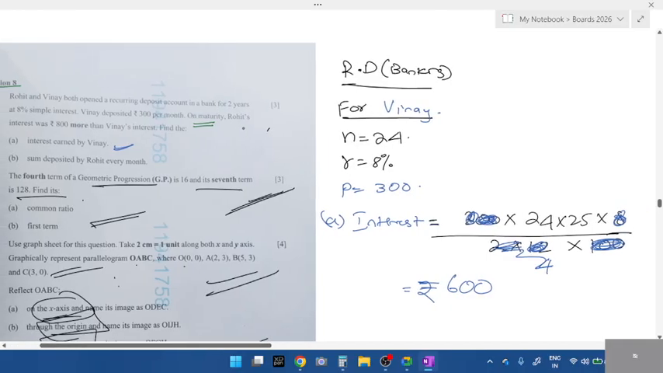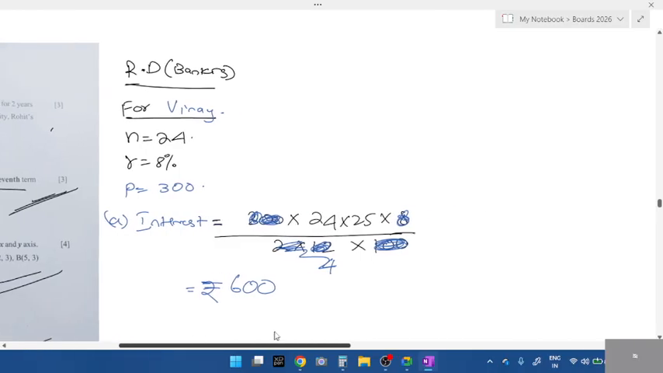Read the next part of the sentence. Rohit interest was how much? Rohit interest was 800 more than Vinay. Find the sum deposited by Rohit. What do you mean by sum deposited by Rohit? Principal. What is time and rate? Is it same or different? Same. Because they have given both are open for 2 years, 8% students. Very simple question. Only thing they have twisted it. That's it.